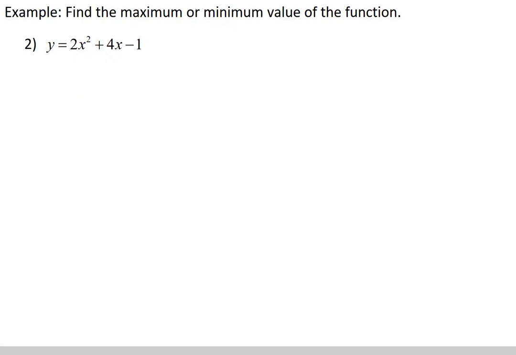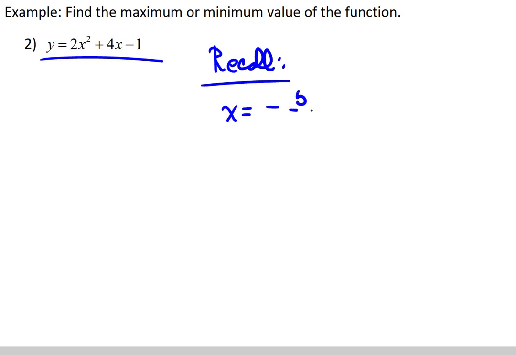Let's do a second example where we want to find the min or the max of the function. This time the function reads y equals 2x squared plus 4x minus 1. Now recall, this function is given in what we've been calling general form. And in general form, as we set up in our notes, the vertex has an x value of negative b over 2a. And then the y value will be us plugging that back into the function. So let's first figure out what negative b over 2a is.